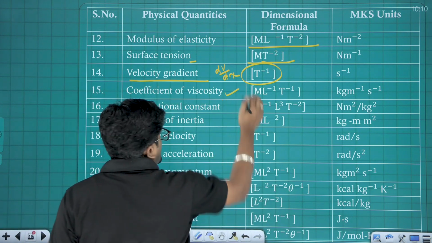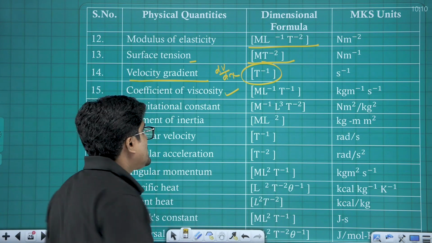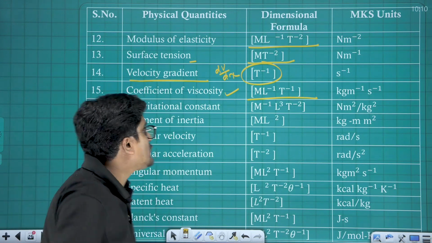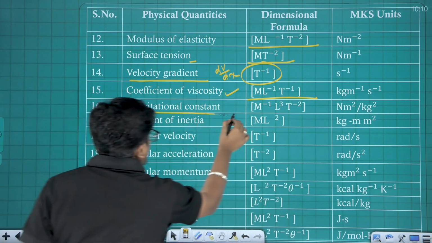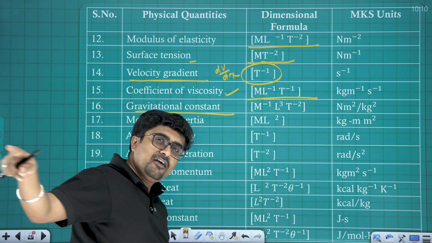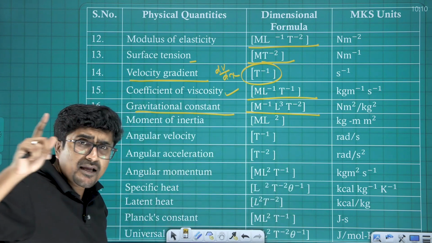Next is coefficient of viscosity. I am not going to tell about the derivation of that because it has got too many physical quantities over there. But the dimensional formula is ML raised to minus 1 T raised to minus 1. Gravitational constant: F is equal to G m1 m2 by r square. From that formula you can derive this. Here it is M raised to minus 1 L cube T raised to minus 2.